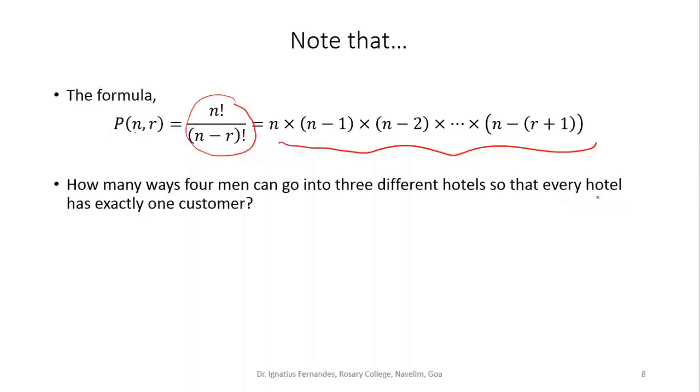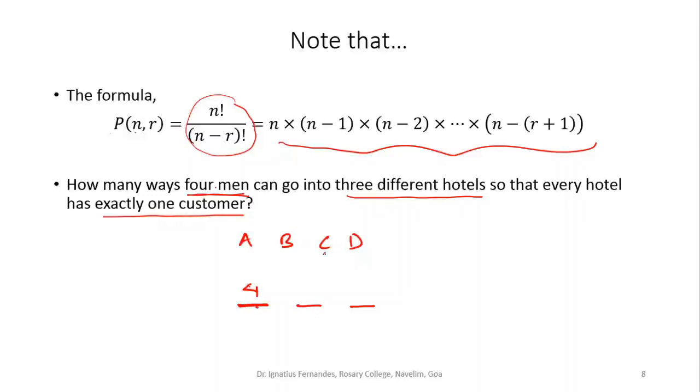So if I consider this example: how many ways can 4 men go into 3 different hotels so that every hotel has exactly 1 customer? There are 4 men, A, B, C, D, and there are 3 hotels, 1, 2 and 3. I have to find how many ways these 4 men can check in to these hotels such that every hotel has exactly 1 customer. I don't have to jump to the permutation formula. For the first hotel, any of these 4 men can go in, so the first hotel has 4 options.